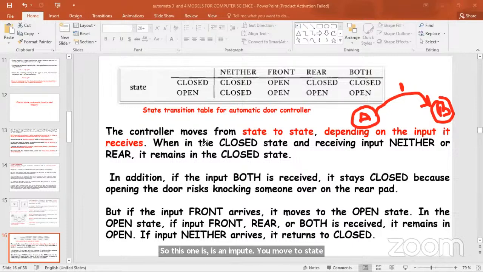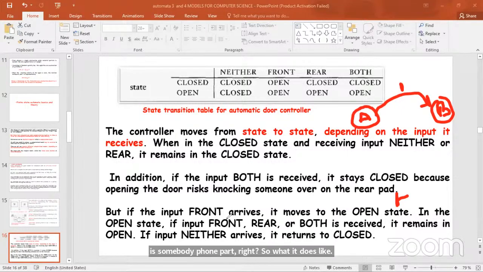So when in the closed state and receiving input neither or rear, it remains in the closed state. Still referring to the automatic door. In addition, if the input both is received, it stays closed, because opening the door risks knocking somebody over on the rear part. But if the input front arrives, it moves to the open state. That means if somebody stands at the front part, it opens the door for that individual to enter.